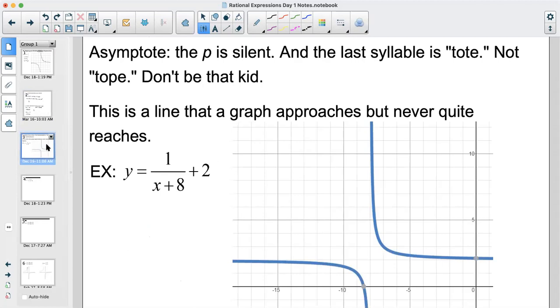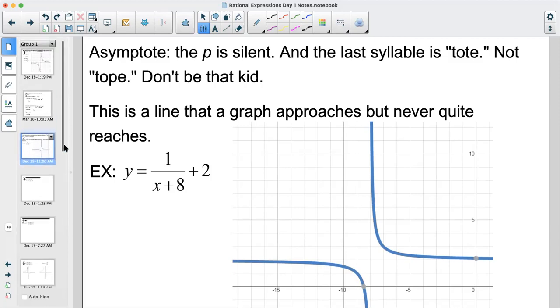Another word we're going to use a lot is asymptote. The P is silent. It's not asymptote. And the last syllable is tote, like a tote bag, like totally awesome. Totes my goats. Not taupe, like isotope. It's asymptote. Say it with me. Asymptote.